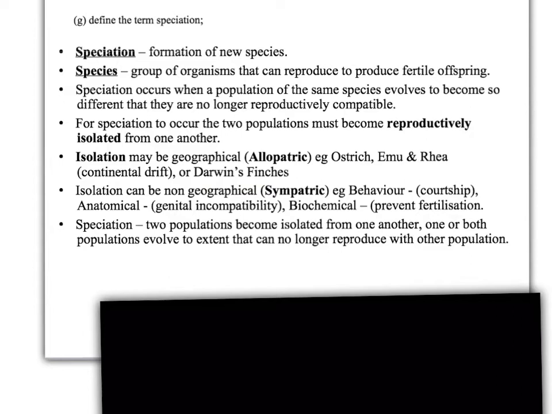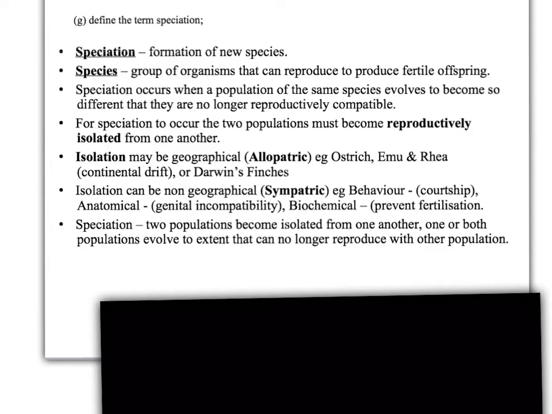Okay, so that's allopatric speciation, in that there's some geographical feature which has separated two populations of the same species. Each population evolves differently due to natural selection because of different environments, and they evolve to the extent that they wouldn't be able to reproduce with each other if they were introduced to each other again.